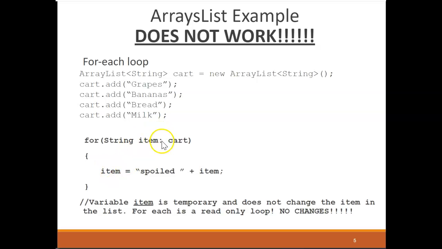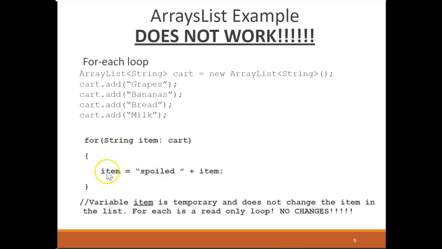And that's because item is only local to the for each loop. So that means that item only exists between this curly bracket and this curly bracket. If I tried to modify the item, it would temporarily modify it, but it's not going to change the actual items in the array list. So the array list is still going to just have grapes, bananas, milk, and bread.